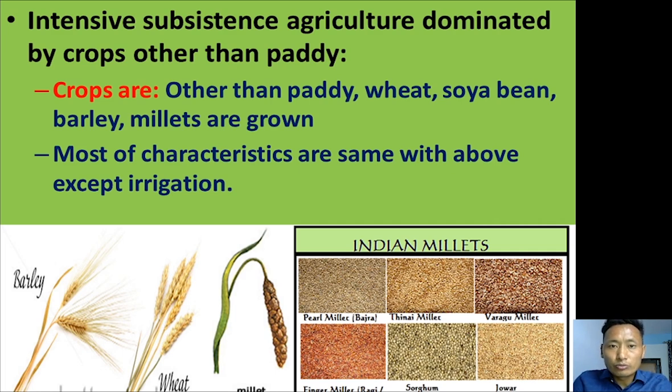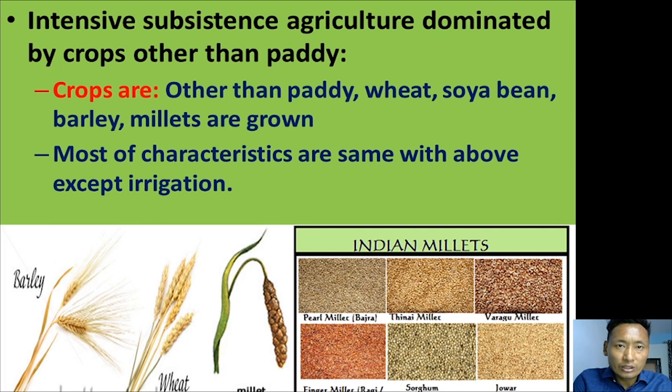Why? Because this region receives less rainfall, they have to cultivate crops other than rice, since rice is a water intensive crop. Another reason may be the climatic condition. To grow rice we need a warm and humid climate. Wheat, soybeans, barley, and millet can grow in a very cold, very dry climate and in less rainfall regions. Because of that they cultivate these types of crops.